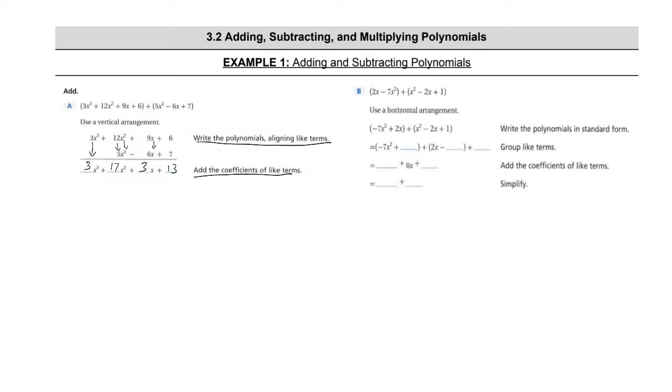x. The other way is doing it horizontally, where we write the polynomials in standard form, meaning highest degree to lowest degree. And then what we do is group them, all the x squareds together, all the x's, so 2x minus 2x, and then all the constants, just plus 1. So we get negative 6x squared plus 0x, because this becomes 0, and then plus 1, so negative 6x squared plus 1 is your solution. Fairly simple, it's just essentially combining like terms.